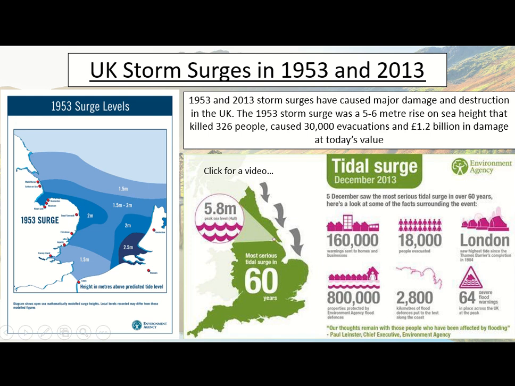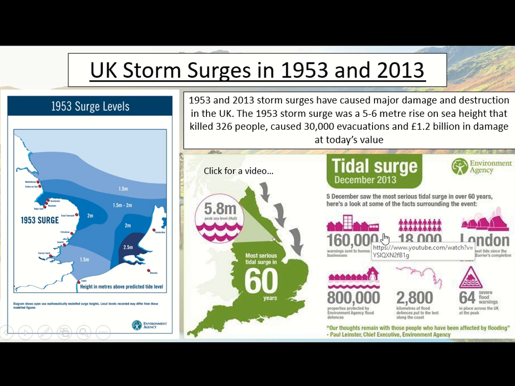But you can see all the different stats and facts and figures related to the 2013 storm surge. But the fact that very few people died is a testament to just how well the Environment Agency have done in terms of protecting us against sea level rise and, well, temporary sea level rise in terms of storm surges. So 326 people died in the UK anyway. It was over 1,000 people died overall when you include the Netherlands as well, and 30,000 evacuations plus £1.2 billion worth of damage in today's value.